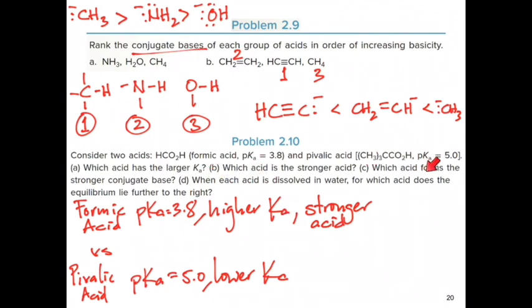Question C, which acid forms the stronger conjugate base? So the strength of the acid is basically inversely proportional to the strength of its conjugate base. So the stronger the acid, the weaker its conjugate base. The weaker the acid, the stronger its conjugate base. And so pivalic acid is the weaker acid. And so in that case, it would have the stronger conjugate base. So this one has the stronger conjugate base.